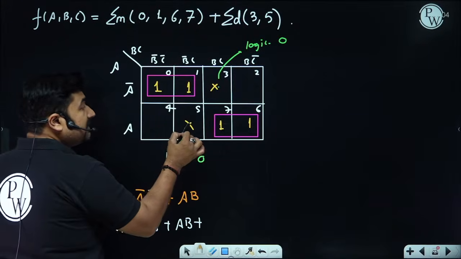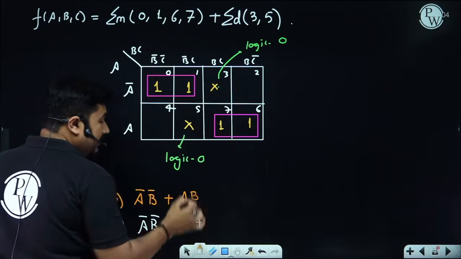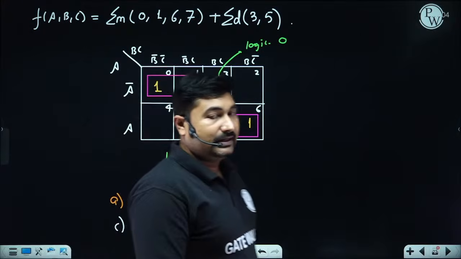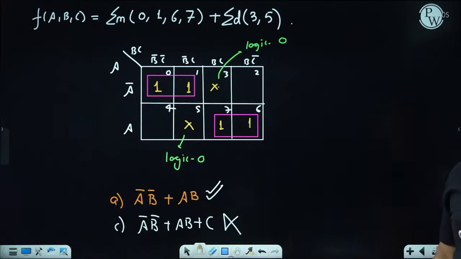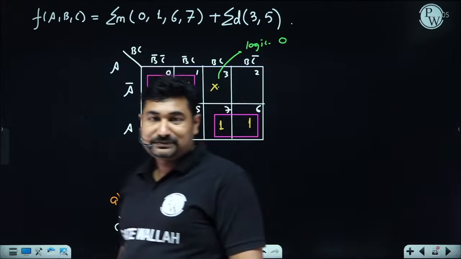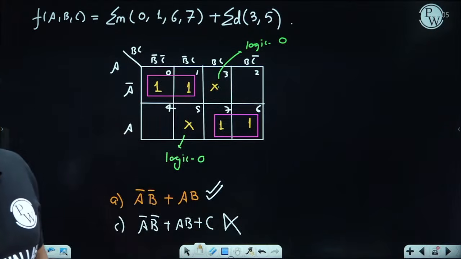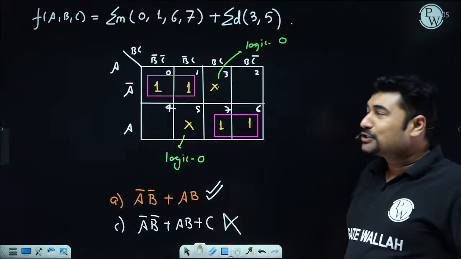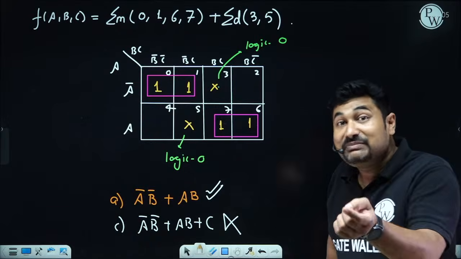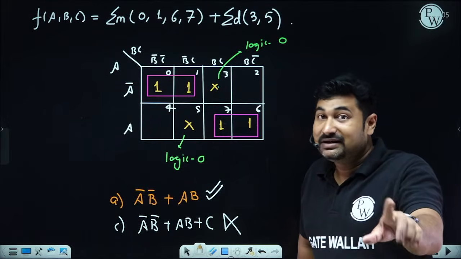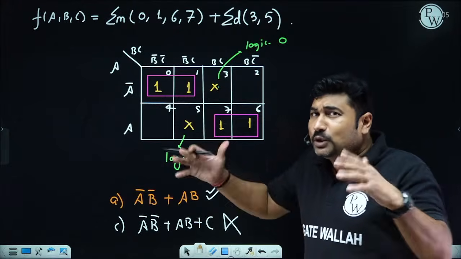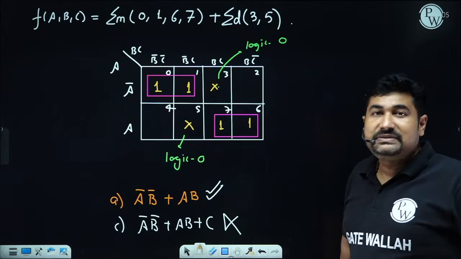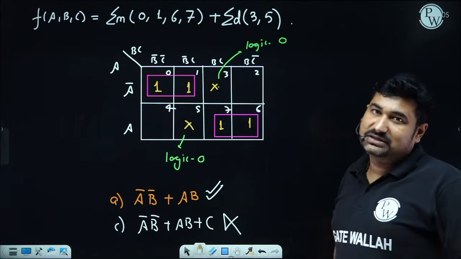If someone considers them as logic level 1, one more term gets introduced. So this is not more minimized, this is more minimized. Is it okay? So we must choose. We always have to choose the logic of don't care such that it helps in minimizing the logical expression. We don't have to make the groups. We have to find the minimized logical expression. The logic of don't care must be such that it helps in minimizing the logical expression.